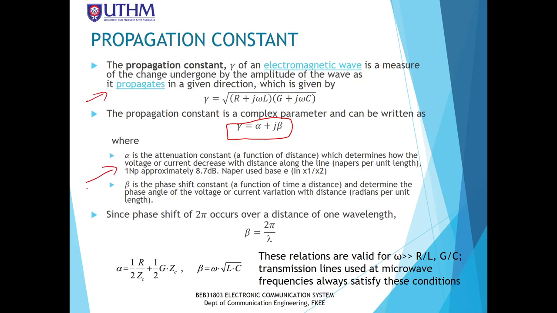Alpha is the attenuation constant, a function of distance, which determines how the voltage or current decreases with distance along the transmission line. This is in terms of nepers per unit length. Neper is based on e, ln x1 over x2. Beta is the phase shift constant, which determines the phase angle of the voltage or current variation with distance. So alpha is the attenuation regarding amplitude changes, whereas beta describes the phase variations of the wave.